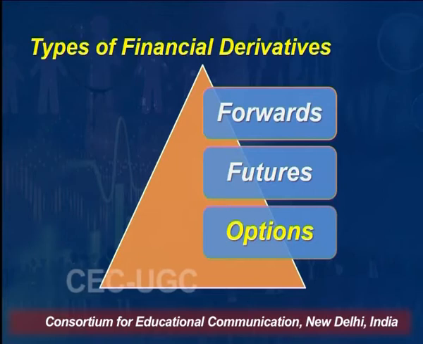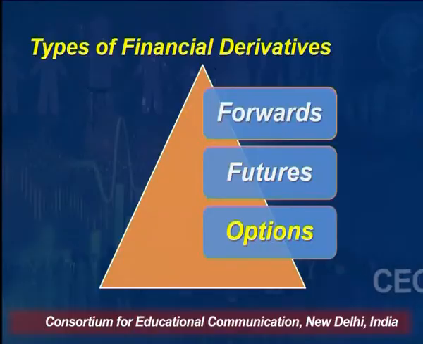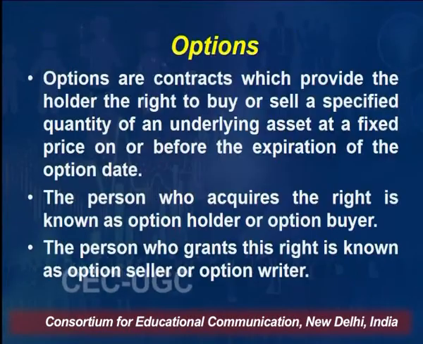The third type of derivative that is very popular is called options. In today's lecture, I'll be talking about options, and in the follow-up lecture also we'll be talking about options. As I said, there are three types of financial derivatives: forwards, futures, and options.